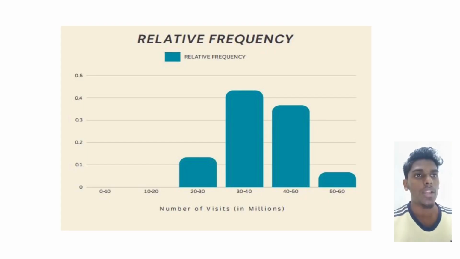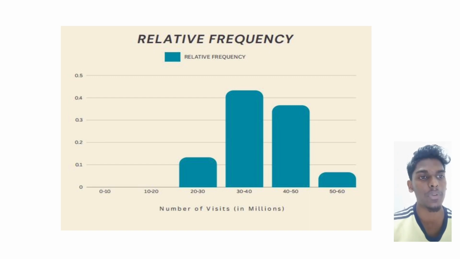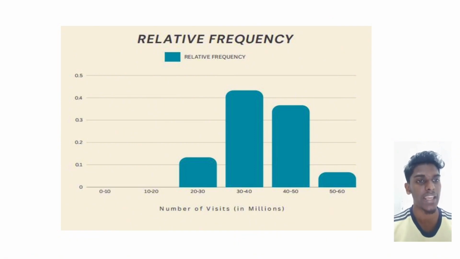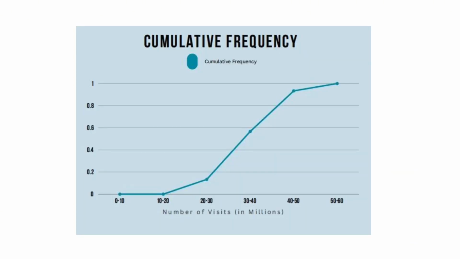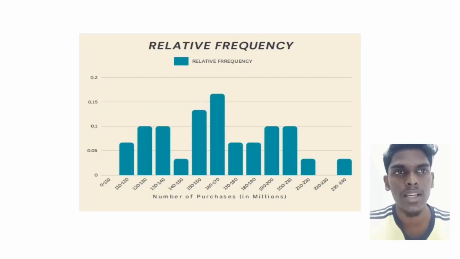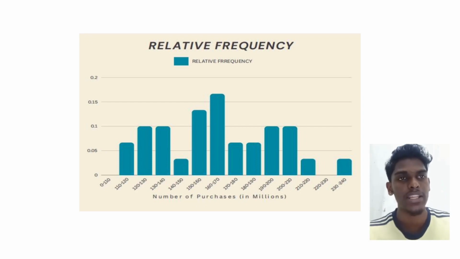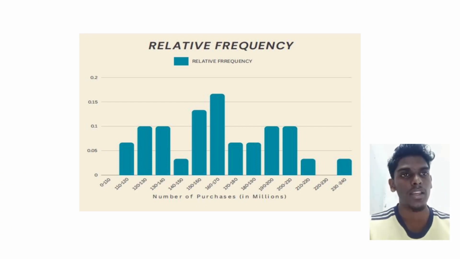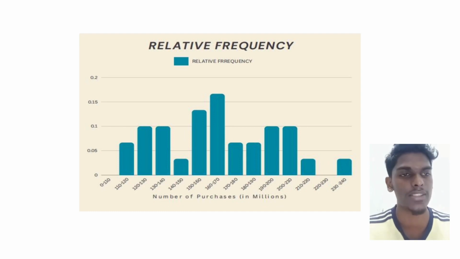As we can see, in the graph for the relative frequency, the 30 to 40 million class is the highest, while the 40 to 50 million class is the second highest, the third highest is 20 to 30 million, and the lowest is 50 to 60 million. The graph of relative frequency of number of purchases shows that the class of 160 million to 170 million is the highest in the category of number of purchases.